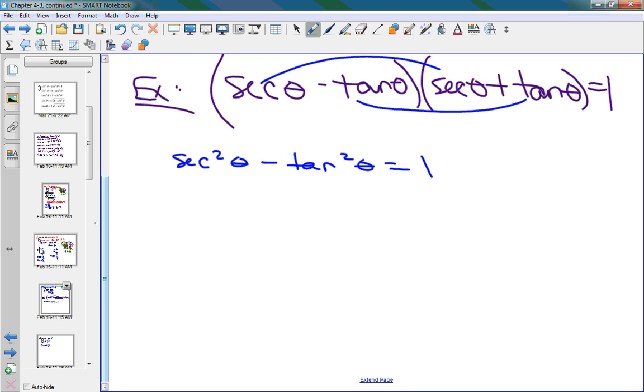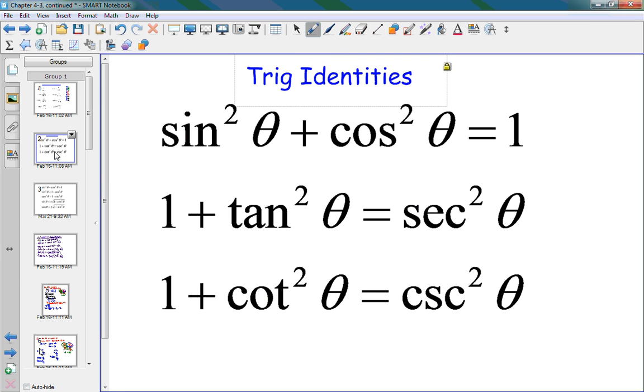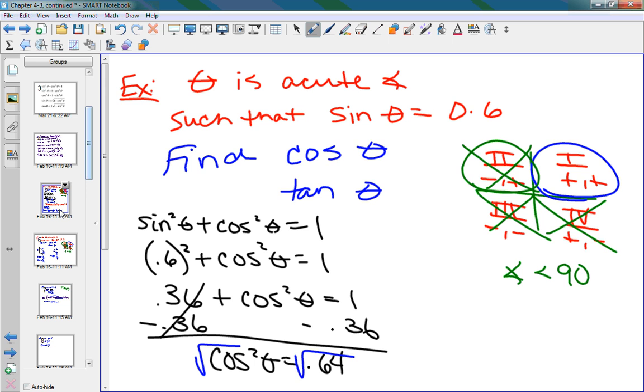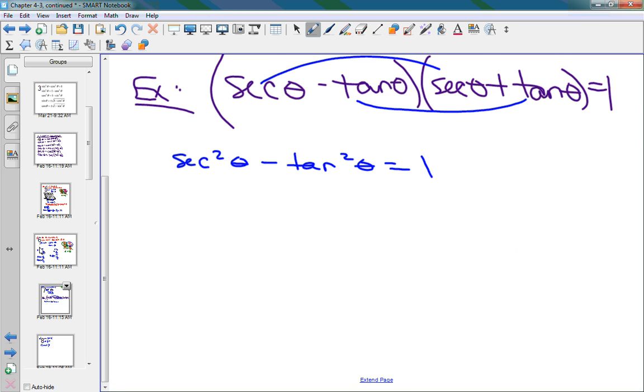Now I'm still only working on the left-hand side. I need to go back to what I know. Well, what do I know? I know this right here. Which one of those trigonometric identities do you think I should use? The second one. Every place that you see secant squared, what am I going to put in place of it? You just told me which one I need to use: 1 plus tangent squared is equal to secant squared.